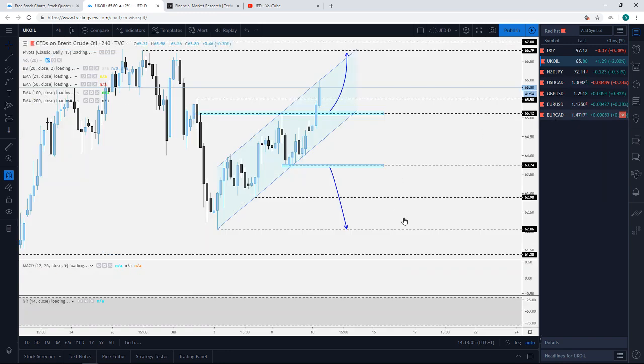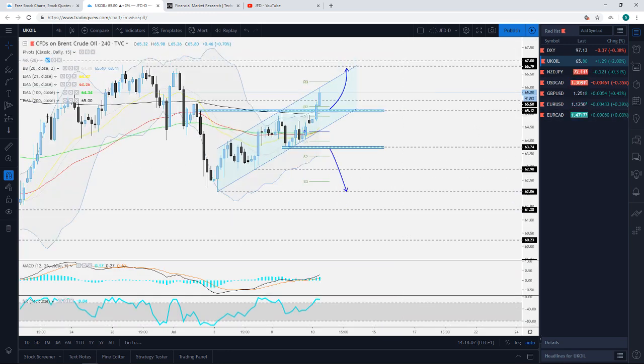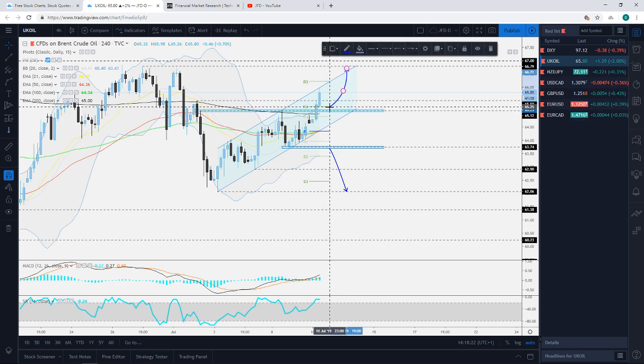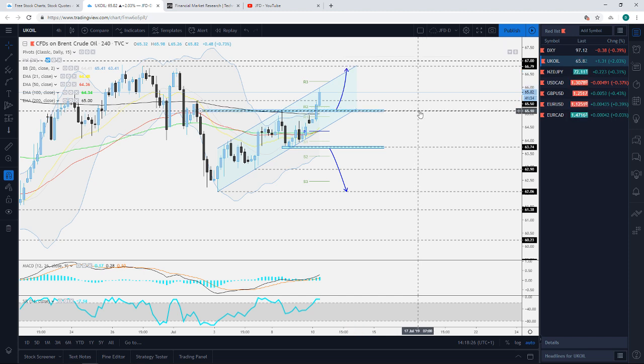Jumping into Brent oil very quickly, I looked at this one yesterday, and basically what I was saying is to keep a close eye on this rising channel formation, which is working out nicely so far. But what I was also saying is that in order for us to get comfortable with higher levels, ideally we need to see a nice push above the 65.10 zone.